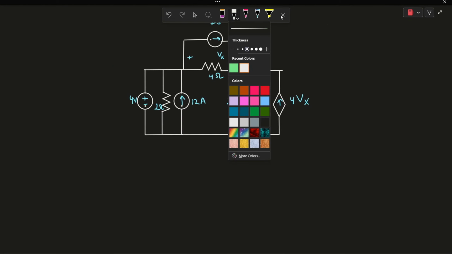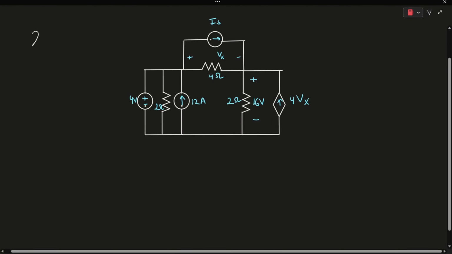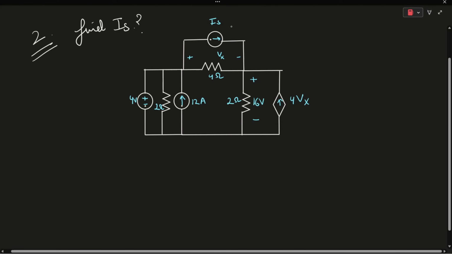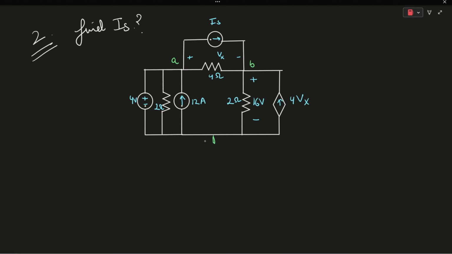Okay, so let's solve the second problem. In this problem, we need to find the value of Is. Let's first mark the nodes in this electrical circuit. This is node A, this is B, and this is the reference node C, and the voltage at the reference node will be equal to 0 volts. In this circuit, you can clearly see that the 4 volt voltage source is in parallel with the 2 ohm resistor and the 12 ampere current source.